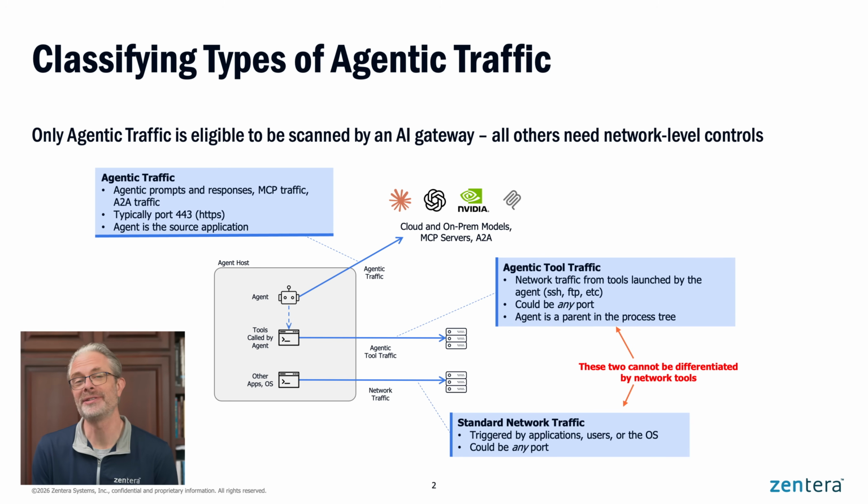Let's consider how a typical agent interacts with the outside world. Well, first, the agent has AI related communication. This, of course, is the prompts and responses from LLMs, MCP traffic, etc. Second, the agent may create other tools or worker processes to retrieve data or interact with project servers. We'll call this AI tool traffic. And finally, other processes on the user machine continue to operate normally from email to web browsers and so on.